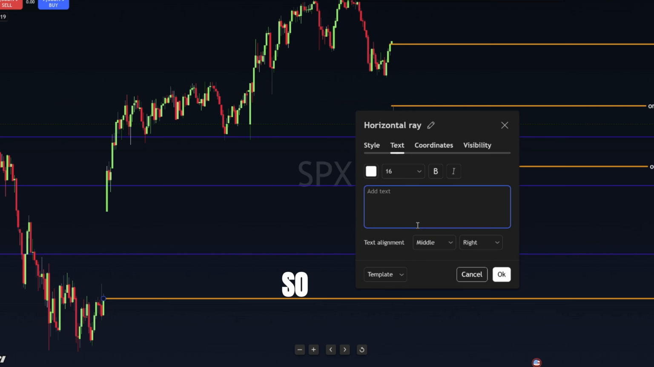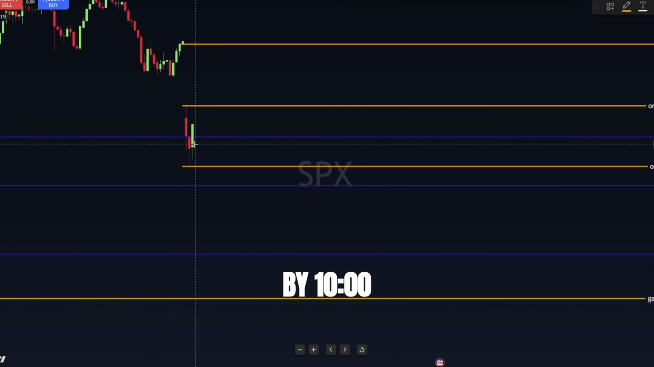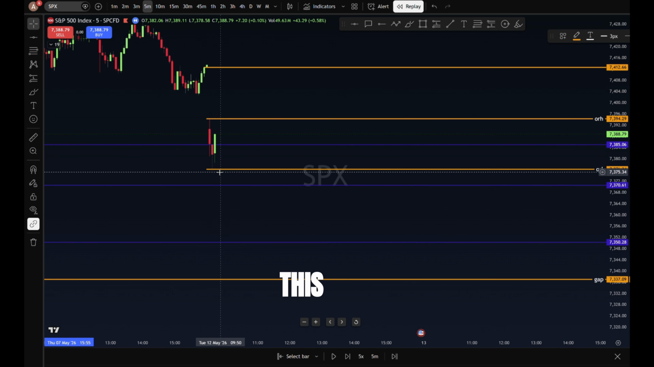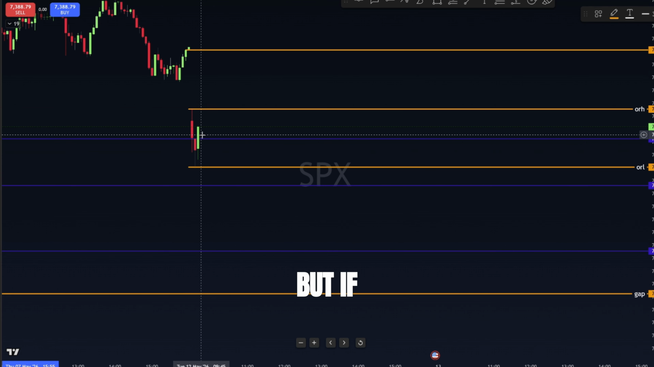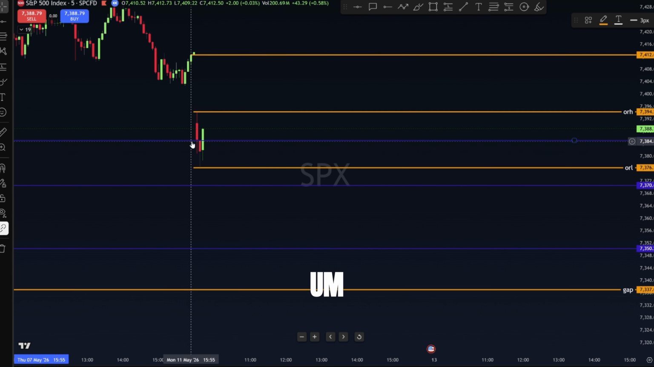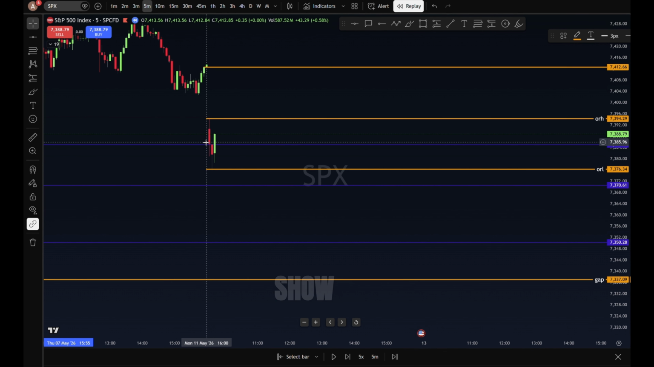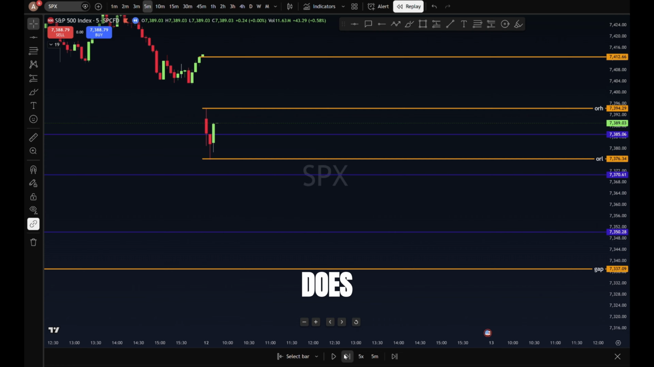So what you're gonna do, to be very sure, is if by 10 o'clock it breaks this low, then we short all the way to here and leave runners for the gap. But if it doesn't break by 10 and stays inside the opening range, then we use our Fibonacci, and I'm gonna show you how. Let's see what it does.